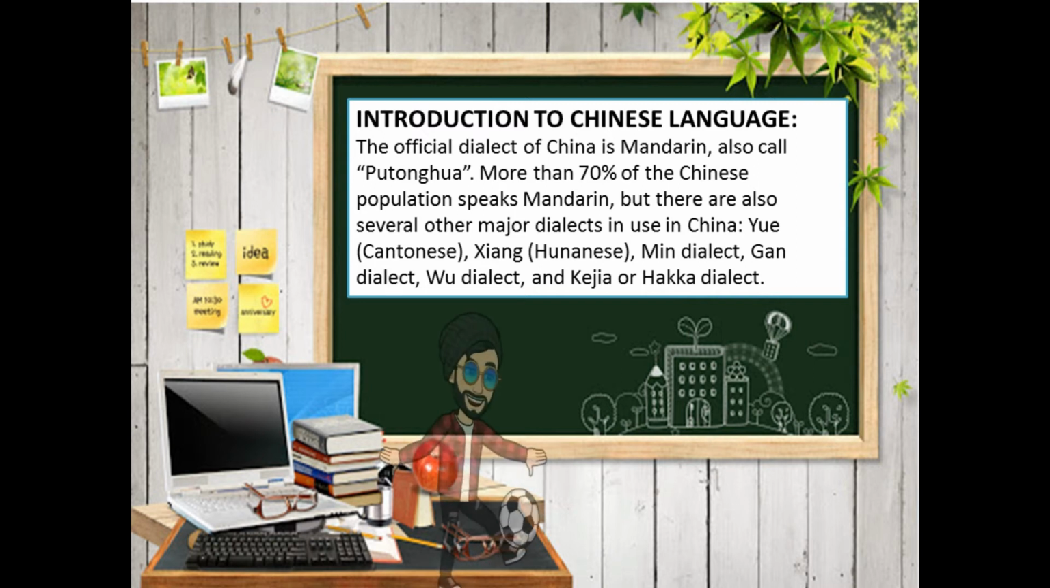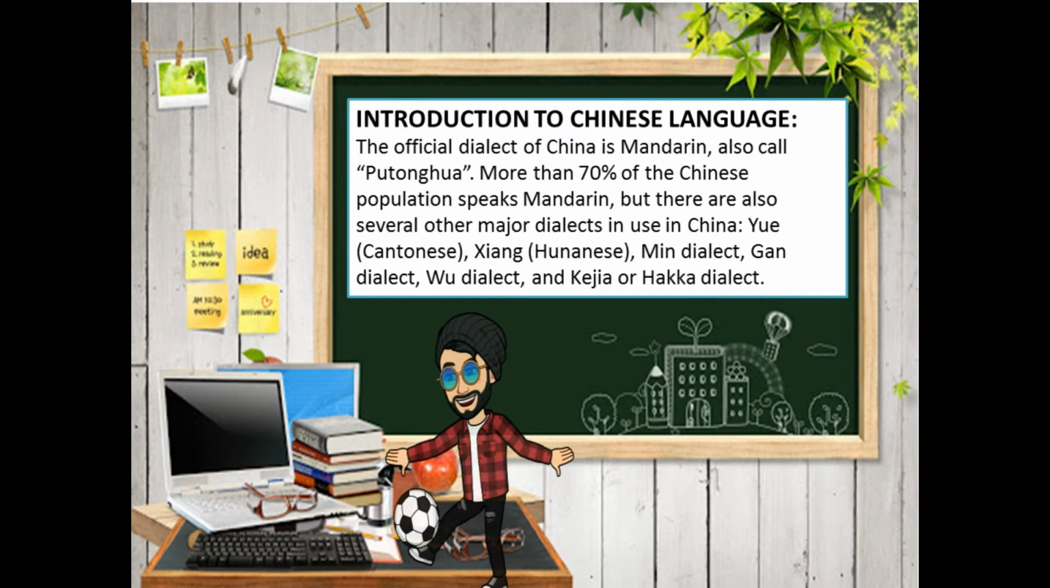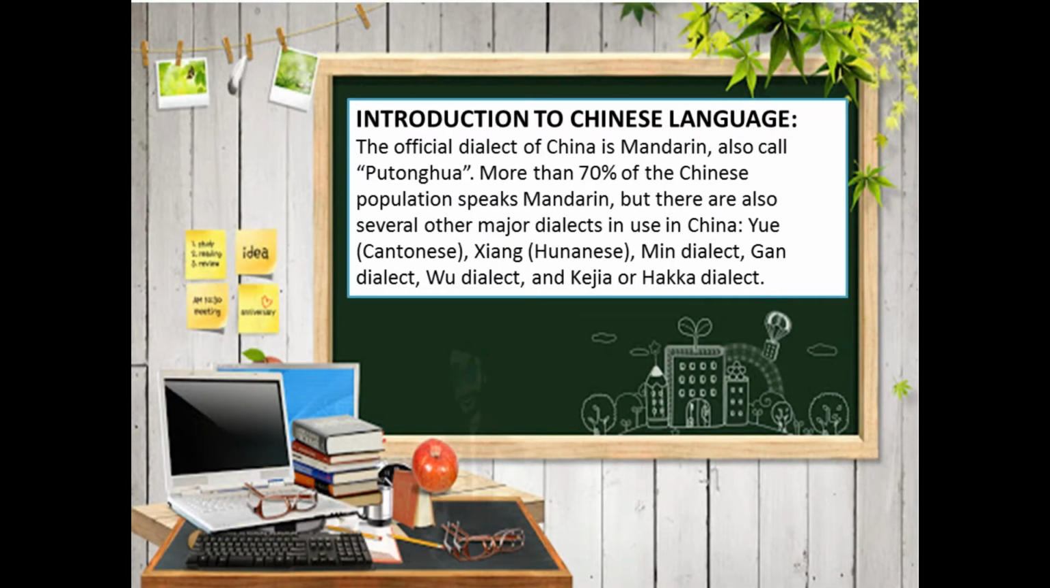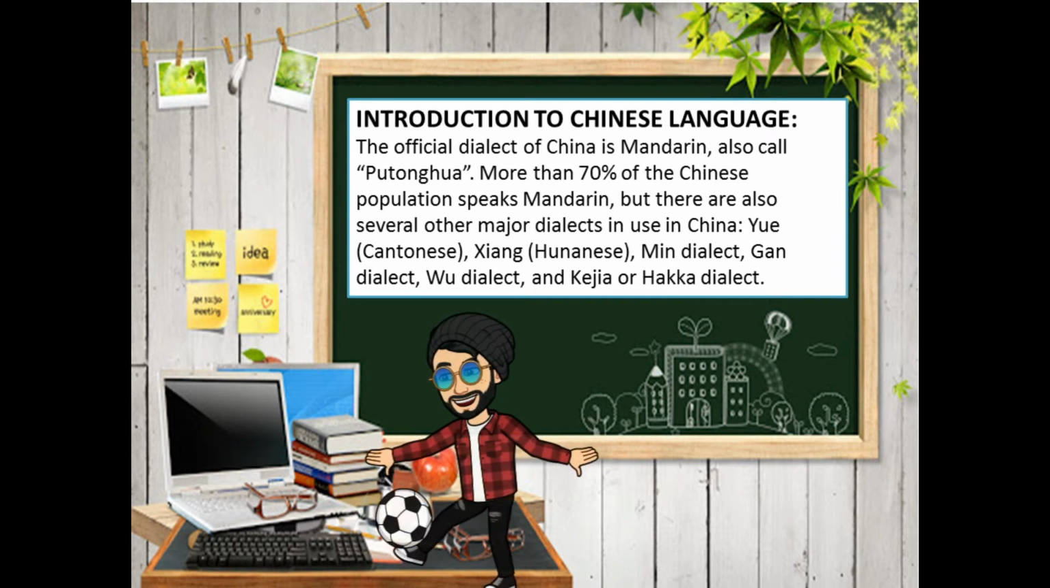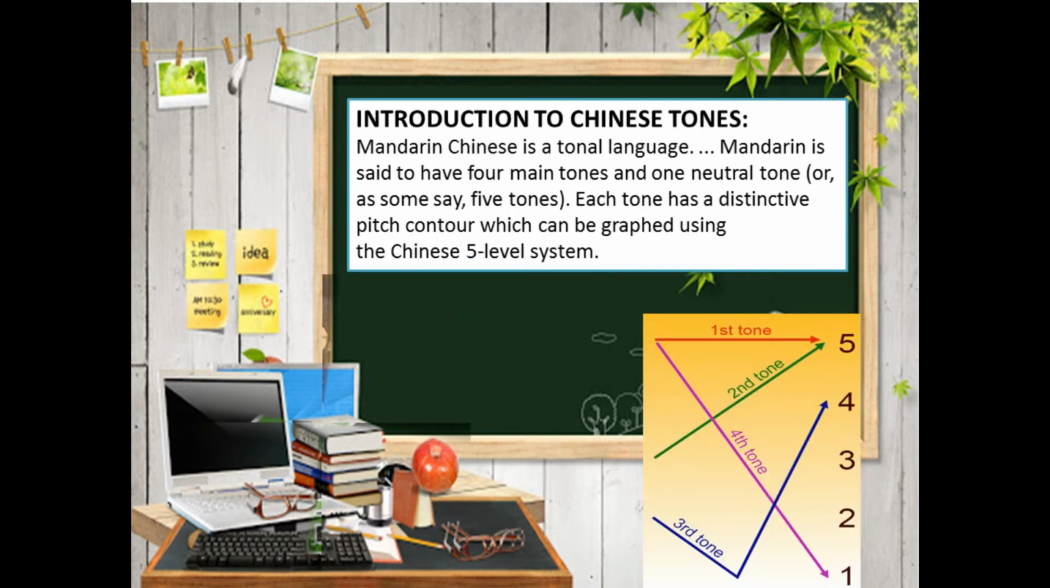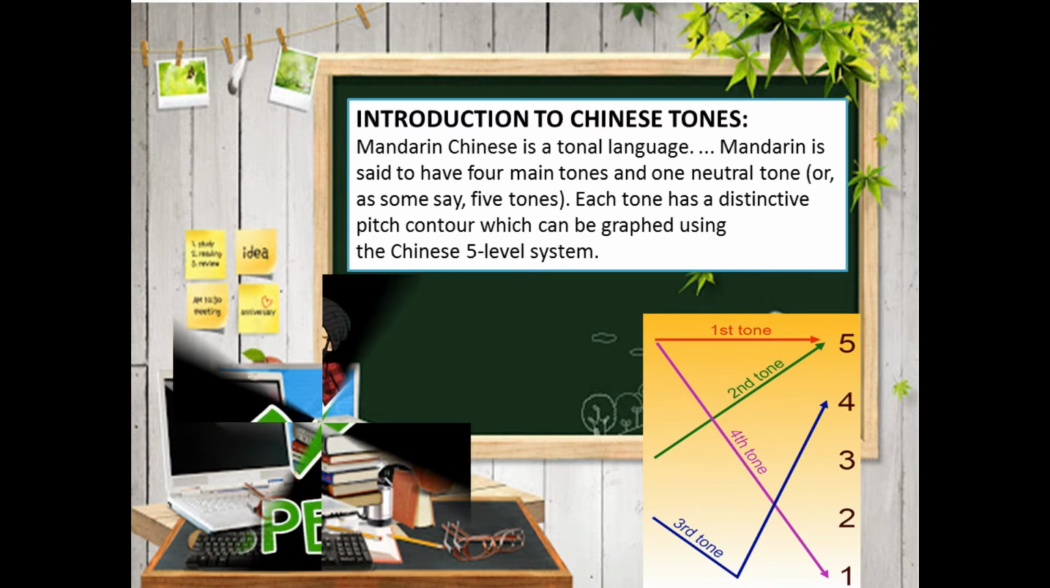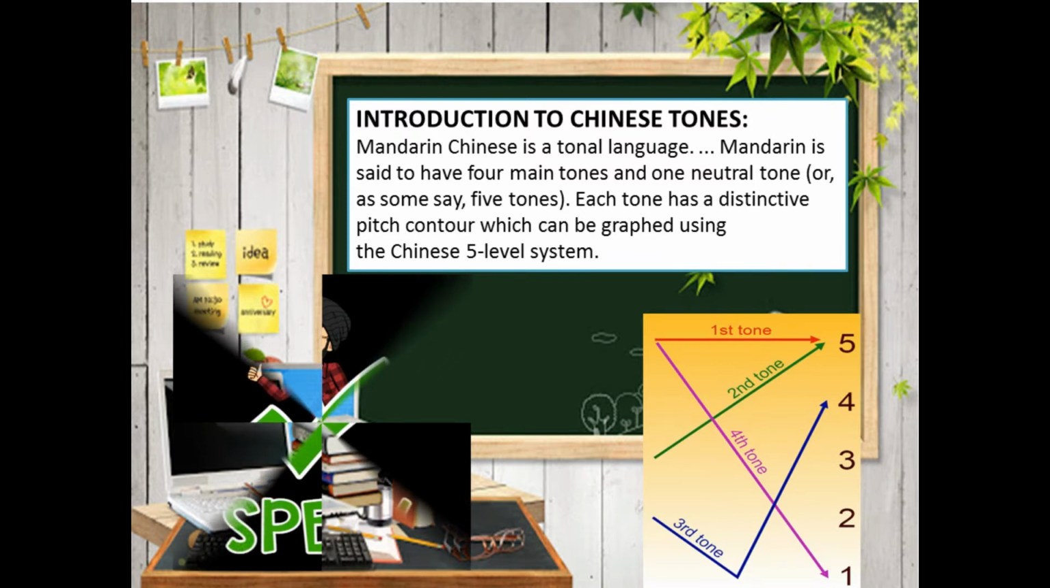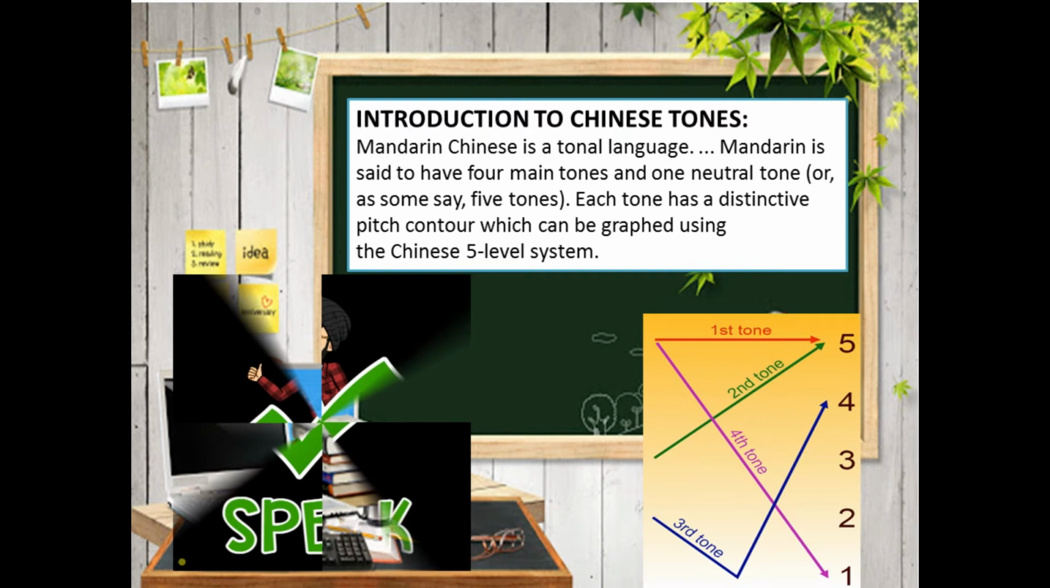Before I start, I also want to tell you that Chinese is a tonal language. You must have heard about it. Mandarin Chinese is said to have four main tones and one neutral tone, so basically you can consider it as five tones. The first tone is the high level tone, like ma. The second tone is the rising tone, where the pitch goes high, like ma.